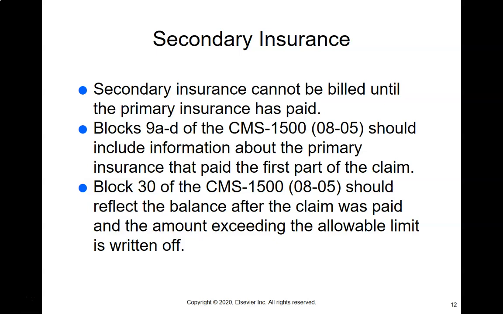Secondary insurance cannot be billed until the primary insurance has paid. Blocks 9A through 9D of the CMS 1500 should include information about the primary insurance that paid the first part of the claim. Block 30 of the CMS 1500 should reflect the balance after the claim was paid and the amount exceeding the allowable limit is written off.